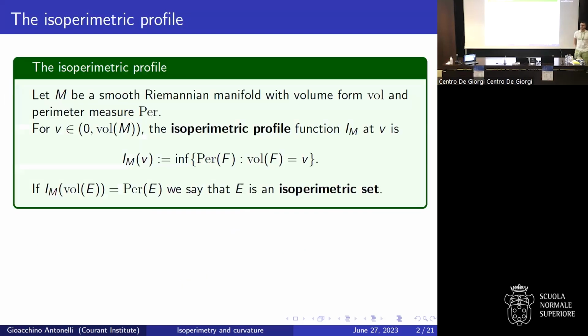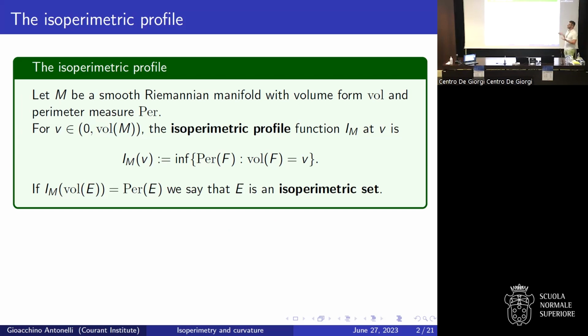Okay, so the main protagonist of this talk is the isoperimetric profile. I'll stick to the smooth Riemannian manifold case in this talk, with a fixed volume measure and a perimeter measure. What is the isoperimetric profile? It's a function that associates to every volume V the infimum of the perimeters of all the sets with volume V. In case you have a minimum of this problem, this minimum is called an isoperimetric set.